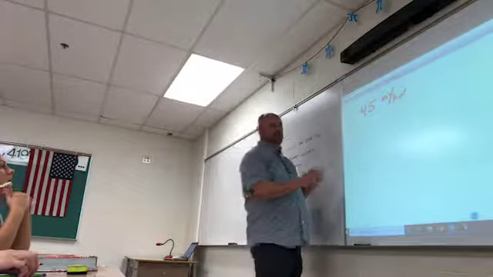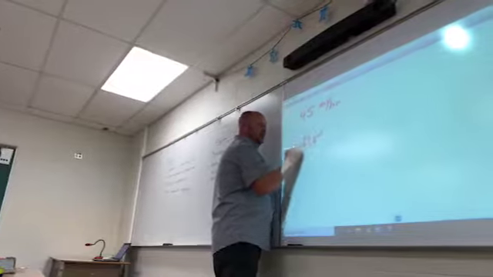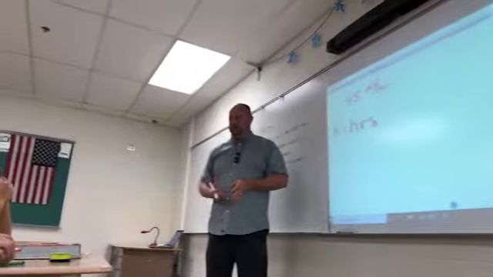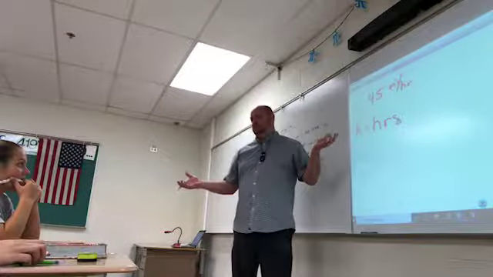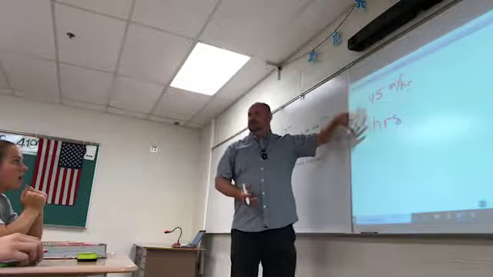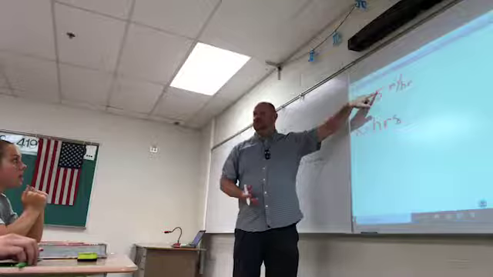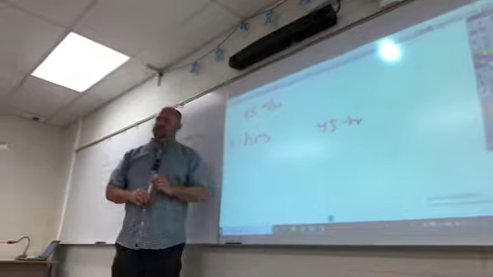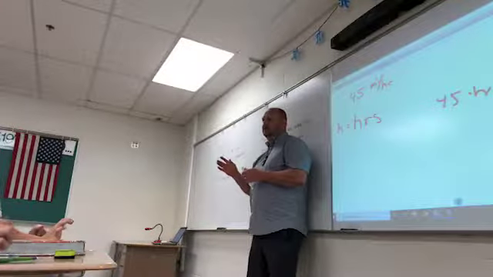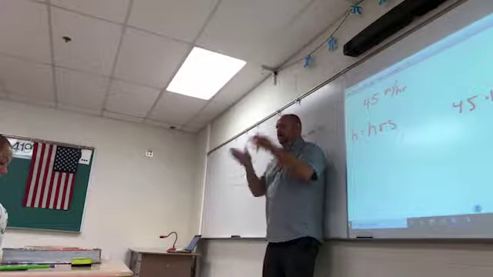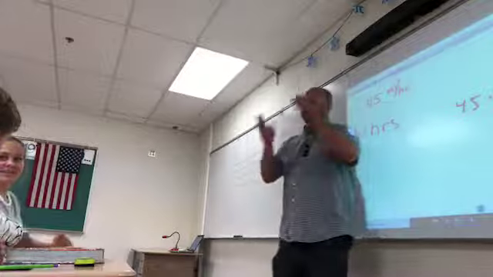He drove for H hours. We don't know how long he drove for. Let's say he went for 10 hours. What would you do with the 10 hours? You're just going to times 45. Every hour he goes another 45 miles. Every hour, 45 miles. Try one more.